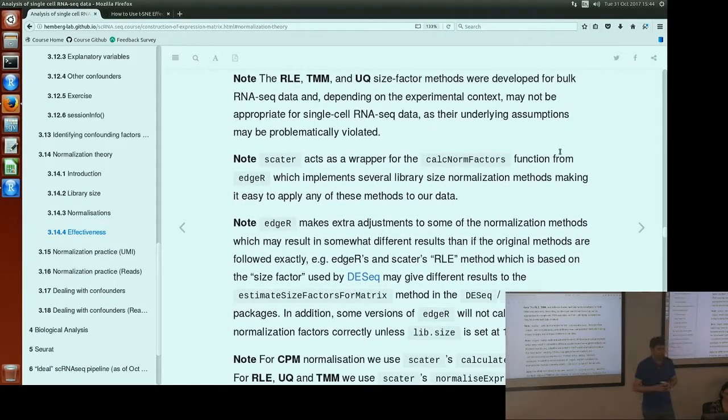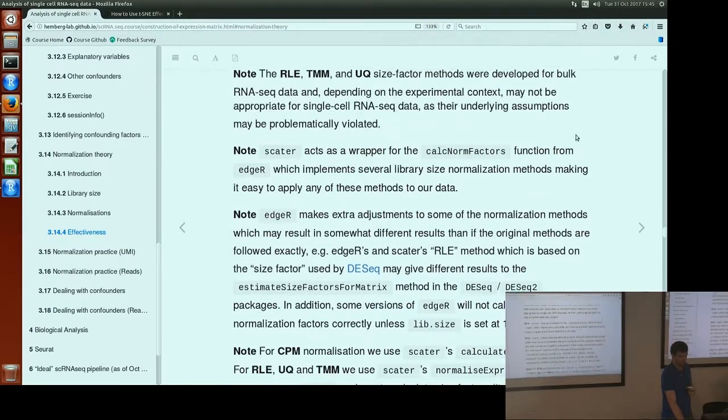As I said previously, the RLE, TMM, and UQ size factor methods were developed for bulk RNA-seq data, and so for deeply sequenced single-cell RNA-seq data, they may well work well, but won't necessarily work well in all situations, as their underlying assumptions may be violated in problematic ways. They're available in scater to use and to explore data through the calcNormFactors function. Scater wraps around this calcNormFactors function from edgeR, which implements these methods, so they're available for use from within scater.